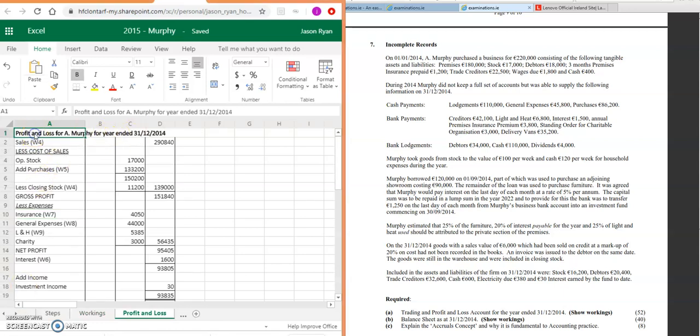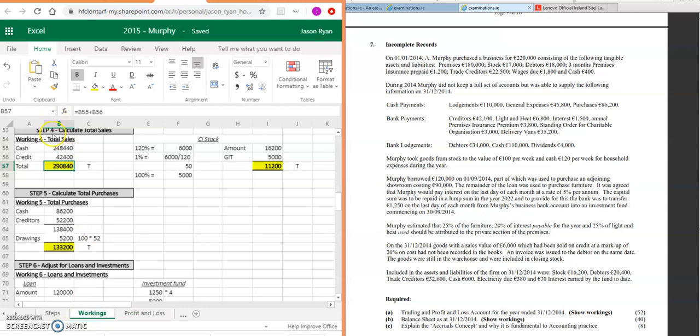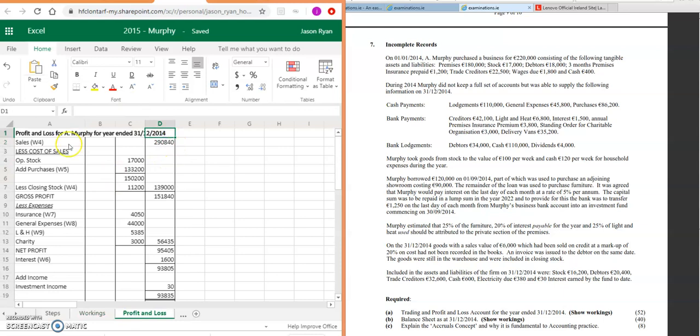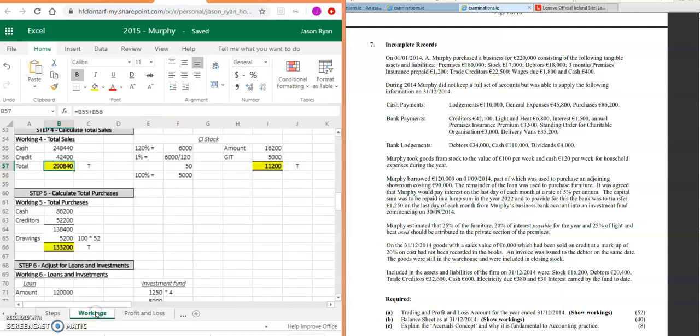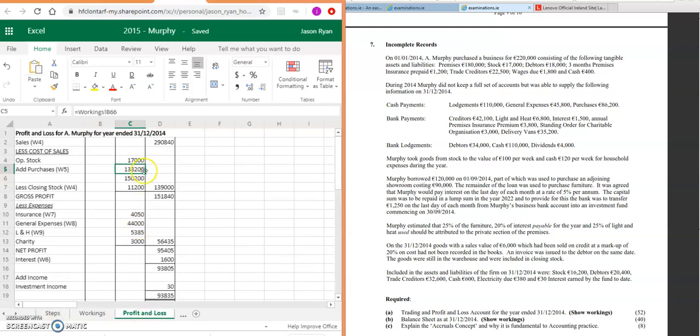So remember putting your title in. First item is always going to be sales. So we know that we calculate our total sales, step number 4, at 290,840. So that goes straight in. That's cost of sales. Your opening stock is 17,000. It's taken straight from the figures we're given at the start. Add your purchases. So we know that we've step number 5 to calculate your total purchases, which is 133,200. So you're going to add those two together.